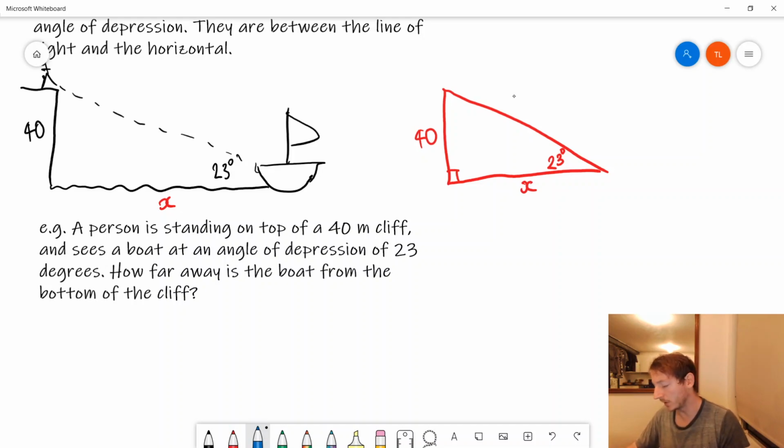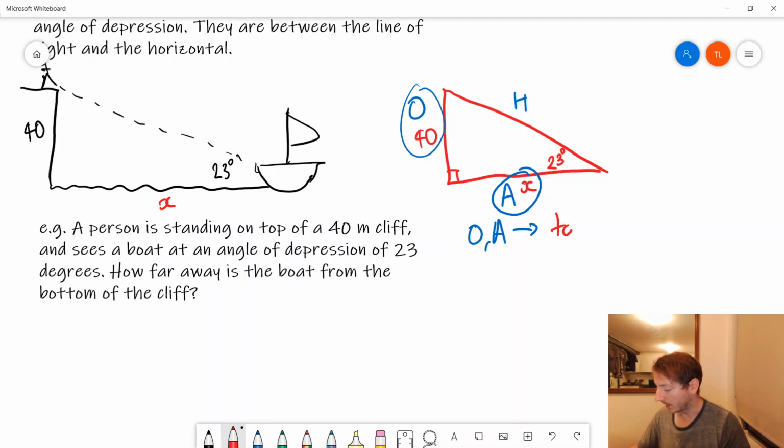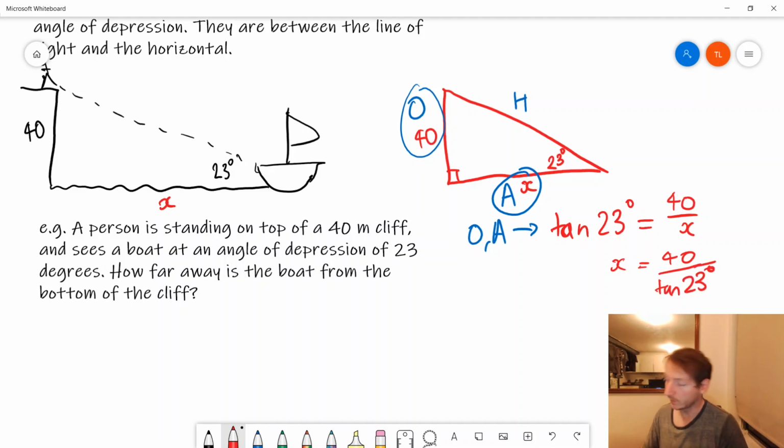So label the triangle: hypotenuse, adjacent, it's next to the 23. 40 is opposite. Well, we want this one, we know this one, so O and A mean I'm using tan. So tan 23 degrees equals opposite over adjacent, 40 over x. Now x is on the bottom, so I know it's going to come over to this side on the top, and this is going to come over to this side on the bottom. 40 over tan. We were much better at that today. I mean, yesterday by the time you're watching this.